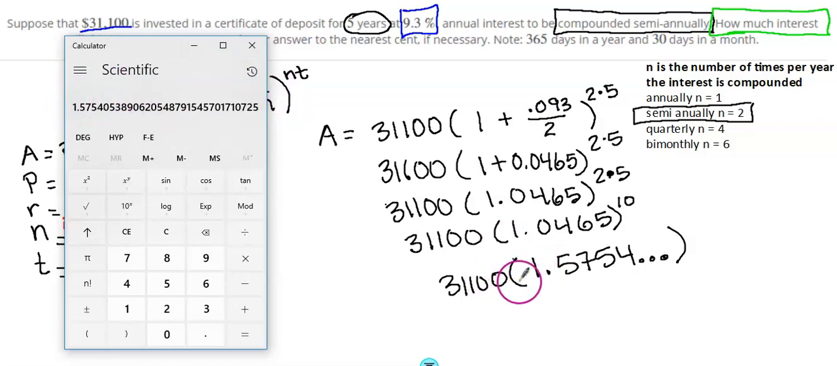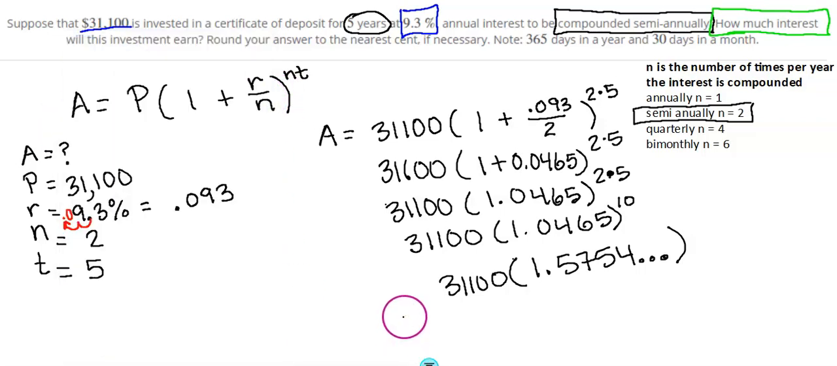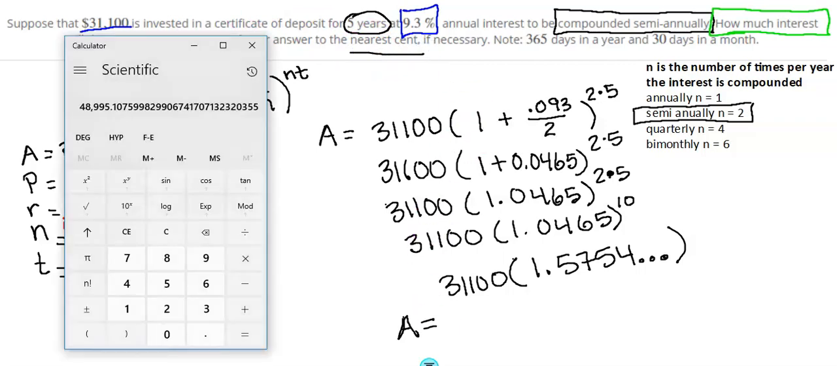And order of operations, this says multiply. So I'm going to put times 31,100. This is our final answer for the amount. It's not the final answer for the question. So my amount, and they have been telling us to answer round to the cent. So now it's time to round.